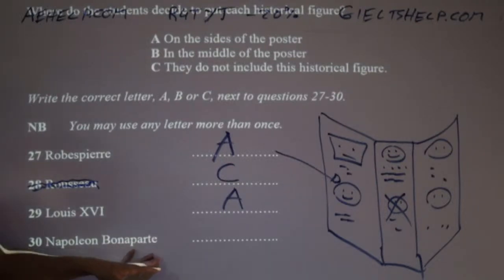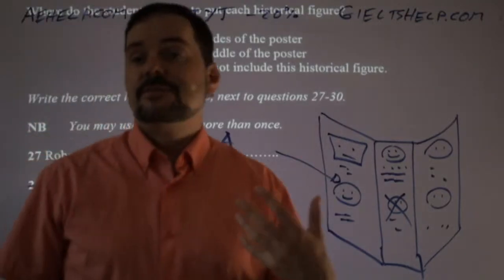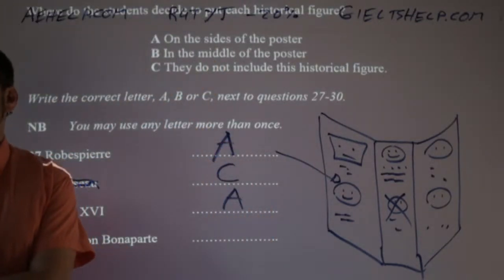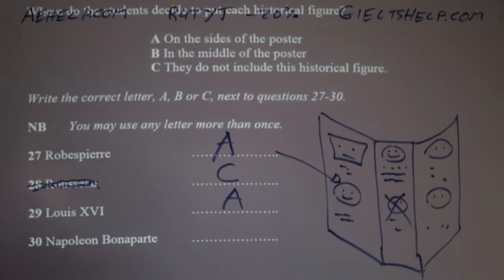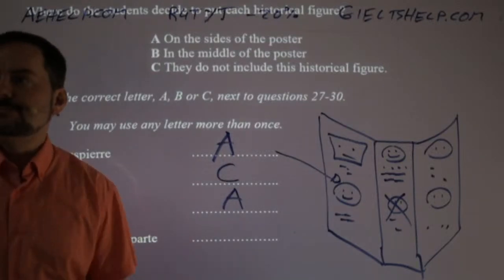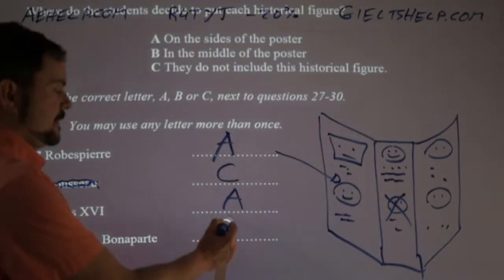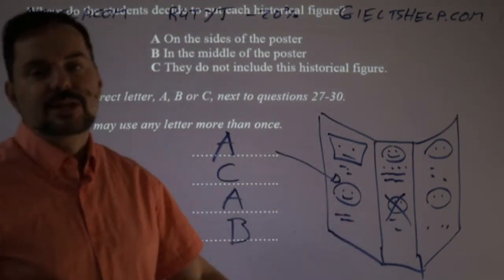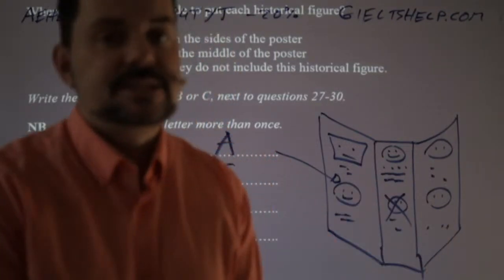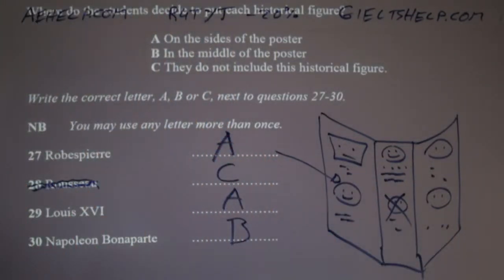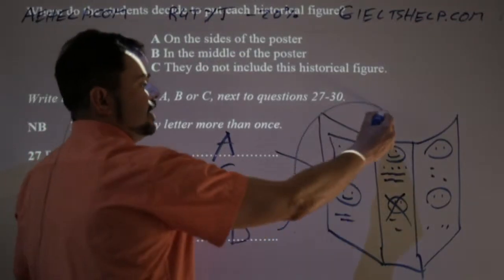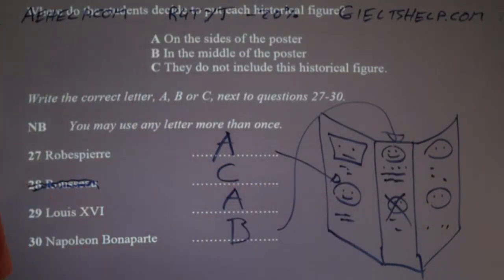Napoleon Bonaparte. And of course, everybody knows Napoleon was a key figure in the French Revolution. So Napoleon, and then he got power hungry, and the French eventually kicked him out. So Napoleon Bonaparte is where? Carolina says B, that's third. Yeah. So in the middle, right? Napoleon being the new leader of France after the French Revolution is a very important figure. So he came into the middle of the poster, right? The center.